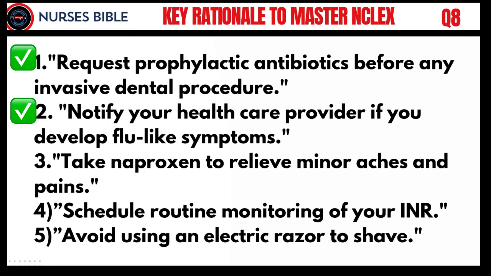Option 3 says to take naproxen to relieve minor aches and pains. We do not want to tell our clients to do this. Clients with mechanical heart valves are going to be on warfarin, have that anticoagulation, and naproxen is going to increase the risk of bleeding there. So we don't want to do that with warfarin. We're already at really high risk for bleeding. So we want to minimize that. They could take like Tylenol or something like that instead.